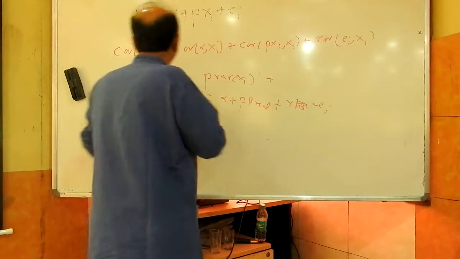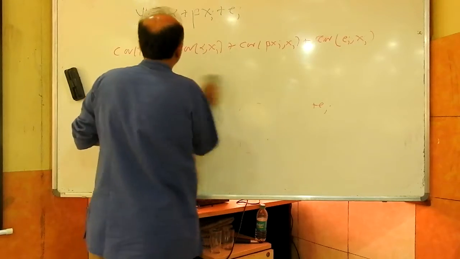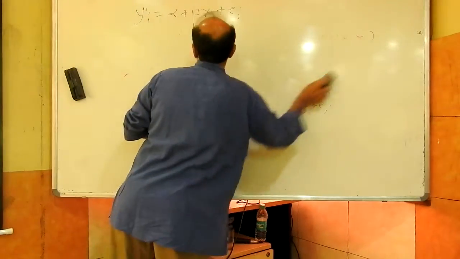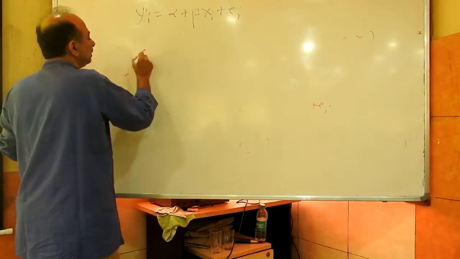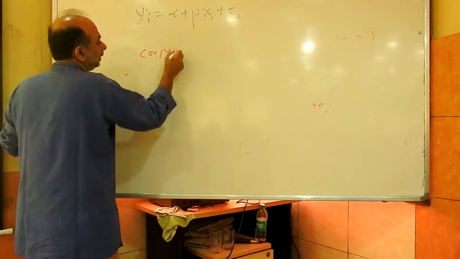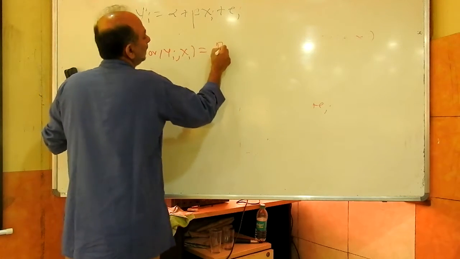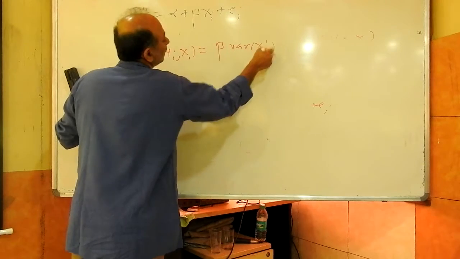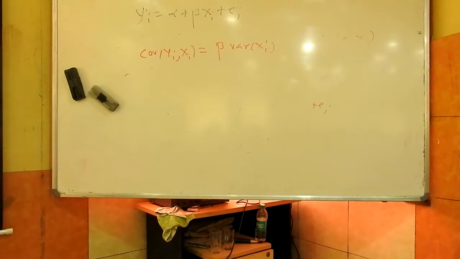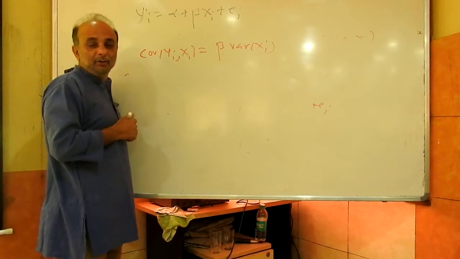So we get something crucially important. What we get is covariance yi xi is beta variance xi. Right? Okay? So what is the formula for beta?